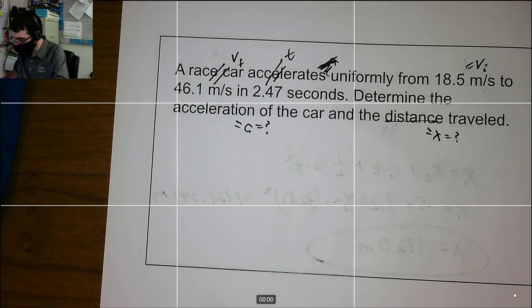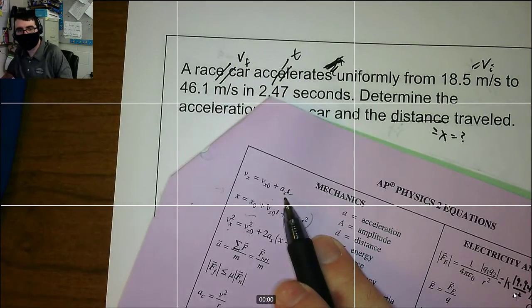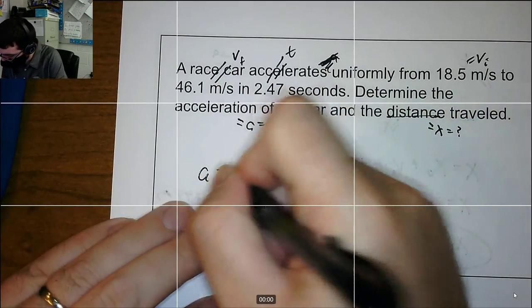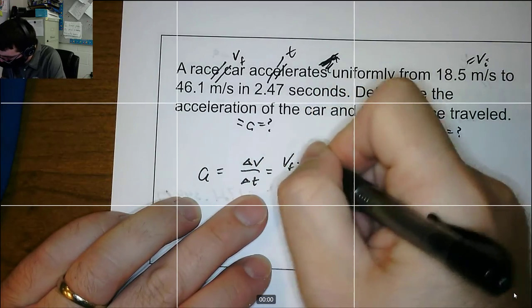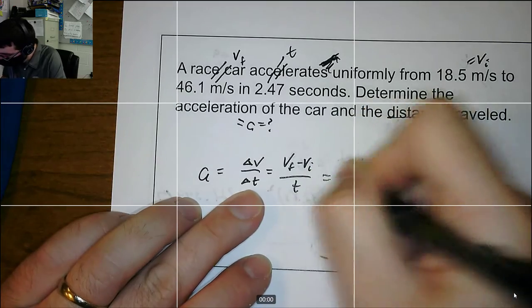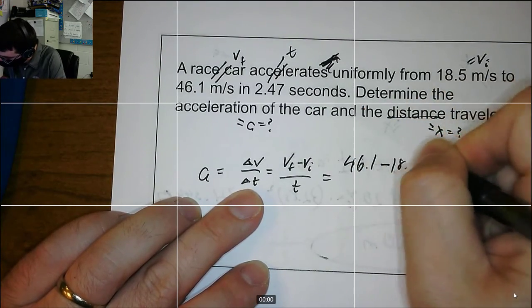So for this one, we're just going to use the acceleration formula. Again, it's just a rearrangement of this formula here, but acceleration is equal to change in velocity over change in time, which is velocity final minus velocity initial over time. And so then it's just plugging in these values, 46.1 minus 18.5.